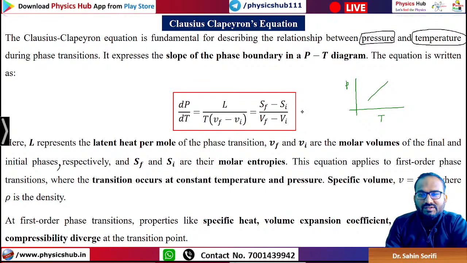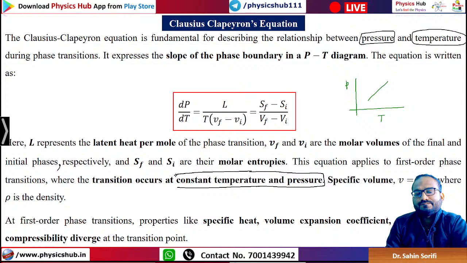This equation is applicable to first order phase transition. In case of second order phase transition, we will be using Ehrenfest equation. Where the transition occurs at constant temperature and pressure. This one you must keep in mind. The transition in the first order phase transition occurs at constant temperature and pressure.